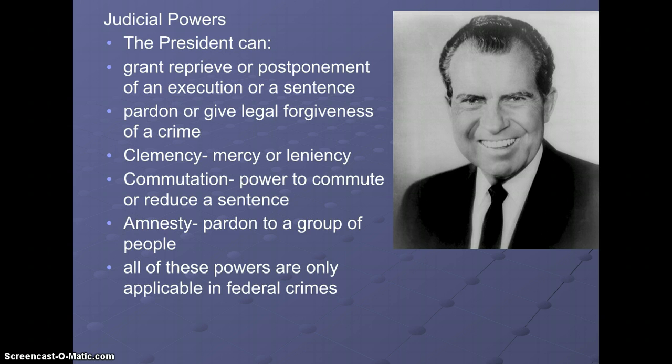Last is judicial powers. Again, pretty self-explanatory. The president can grant reprieve, postponement, pardon, clemency, commutation, amnesty for federal crimes. If it's a state crime, the governor has to do it. But the president has these powers, and it's interesting that we have a picture of Nixon there because Nixon had these powers when he was president, but he also was given a presidential pardon by President Ford for his crimes with Watergate and everything there.